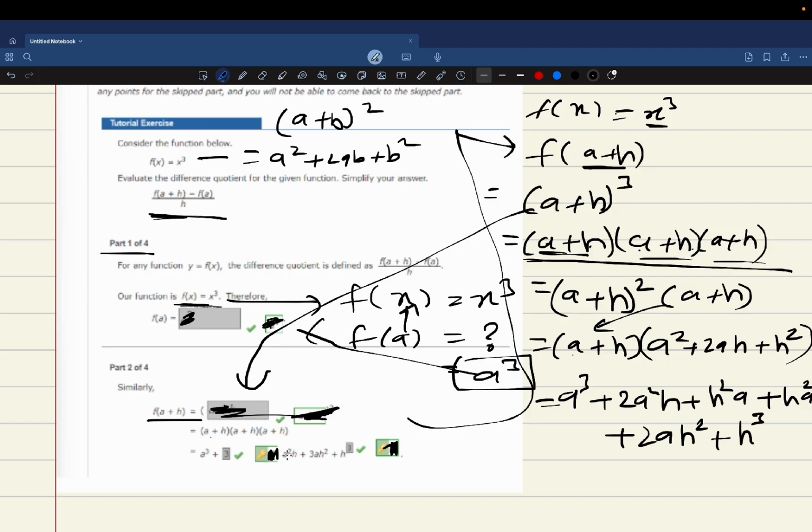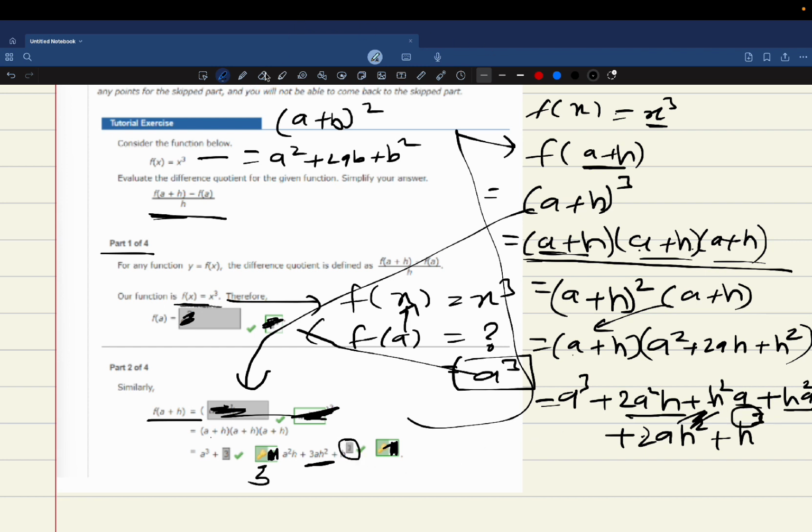Now we can view here and simply fill out. It will be a cubed plus a squared h. We have 2a squared h in here, and also h times a squared, which is basically a squared h. These both have the same base, so it is 2a squared h and 1a squared h. So 2 plus 1 will be 3, so here it will be 3. Then 3ah squared, same thing: 2 plus 1 will be 3ah squared, which is already entered for us, and then the power of h will be cubed. The answer was already revealed, so it is cubed.